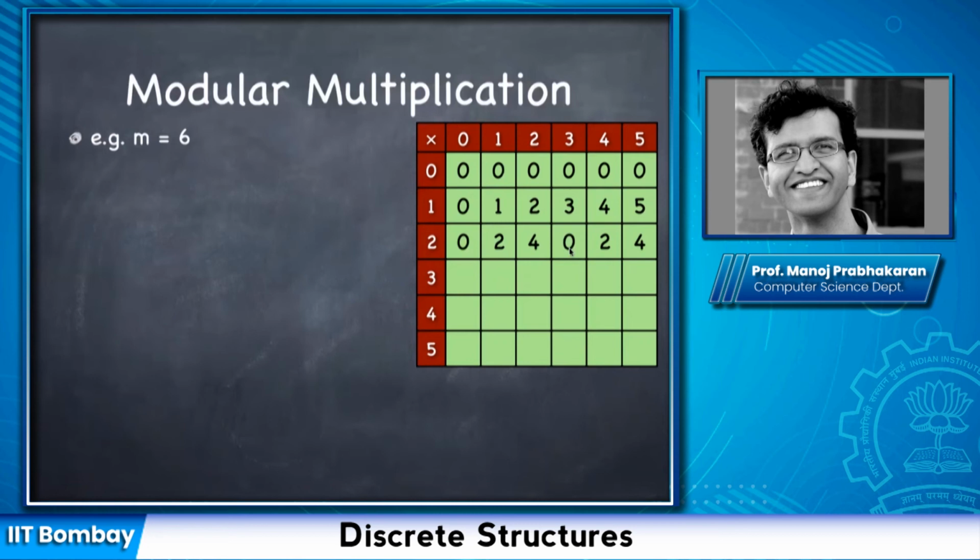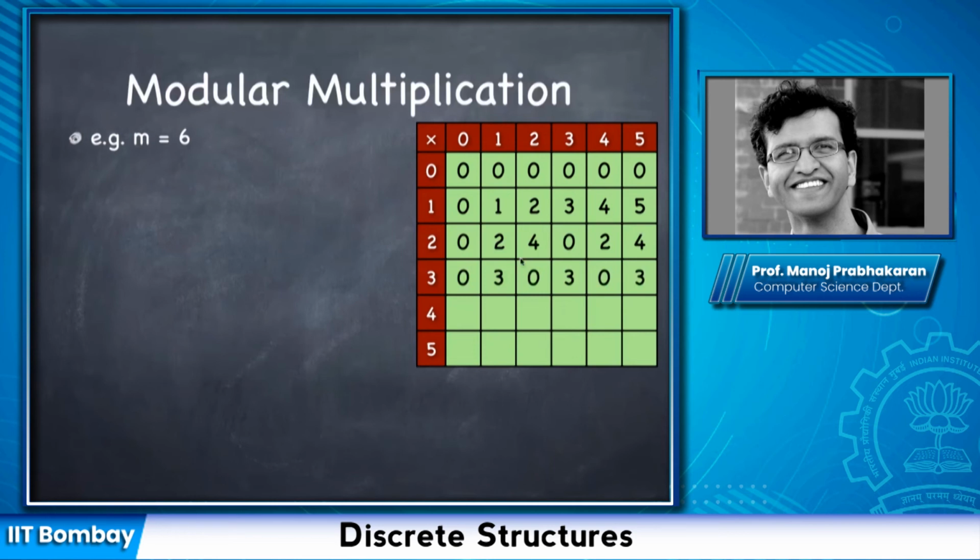But 6 is 0 modulo m. The column containing 6 is 0, so I write it as 0. And 2 times 4 is 8, which is 2. 2 times 5 is 10, which is 4 modulo 6.